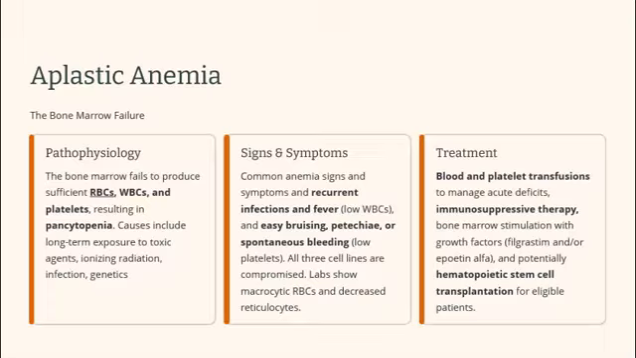Remember, aplastic anemia is a bone marrow failure. So aplastic means nothing's being produced. We're not seeing enough red blood cells leading to anemia. We're not seeing enough white blood cells leading to infection. And we don't have enough platelets, which leads to bleeding.